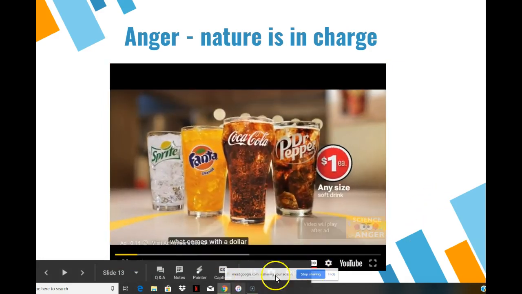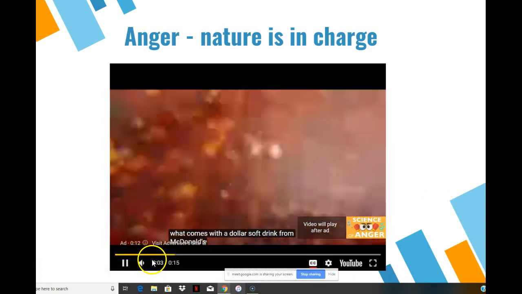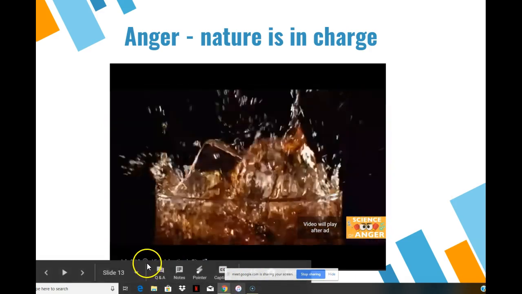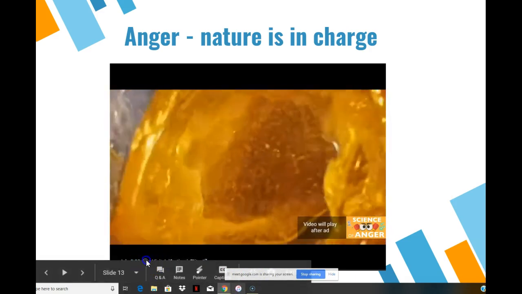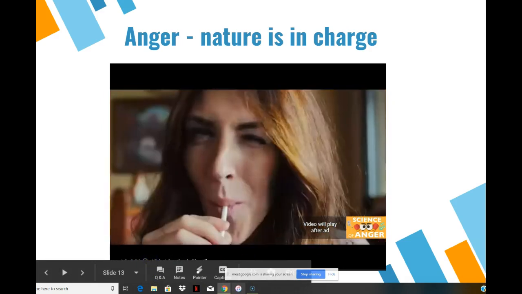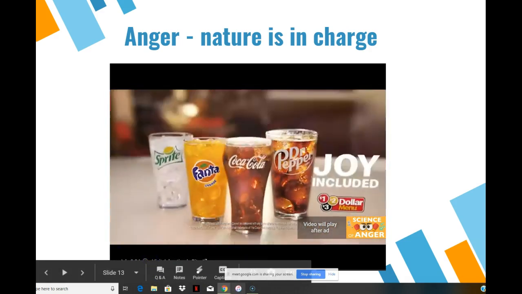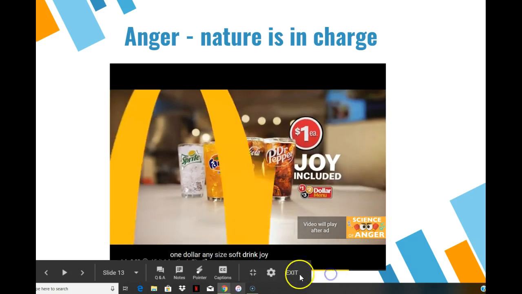What comes with a $1 soft drink from McDonald's? $1 any size soft drink. Joy included.